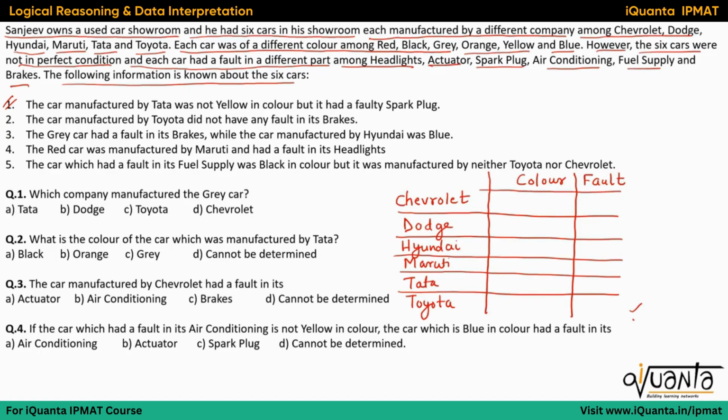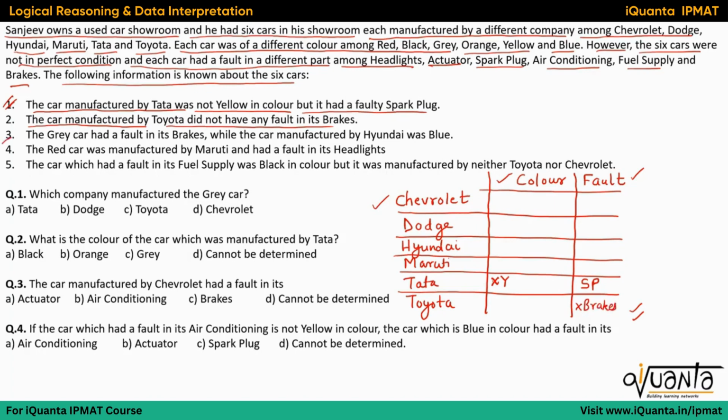So now we have a table over here by which we can relate the color, the fault in a car and its company. Now the first clue over here is the car manufactured by Tata was not yellow in color but it had a faulty spark plug. So the car from Tata is not yellow but it had a faulty spark plug. So let us write SP over here. Then the second point says that the car manufactured by Toyota did not have any faults in its brakes. So Toyota doesn't have faults in brakes.